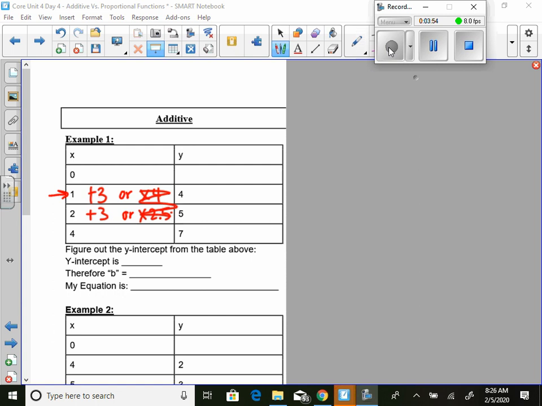4 goes in and 7 comes out, which means this is still plus 3. So now that I have my rule, I know that every single time I'm going to be adding 3. If 0 goes in and I add 3, the y coming out is going to be positive 3. That means that my y-intercept is already given to me in this table. My y-intercept is whenever x is 0. So my x is 0 and my y is 3. Therefore, just like we did on our last problem, our b, or our y-intercept, is going to be 3. And I remember that y equals x plus b. So if b is 3, I can just plug it right into my equation: y equals x plus 3.